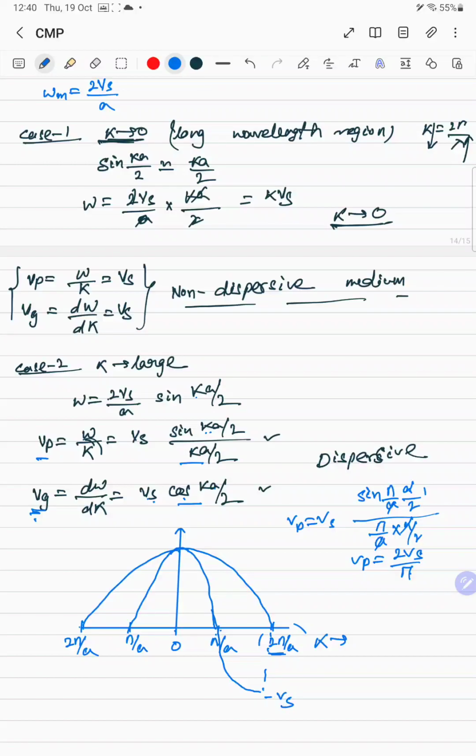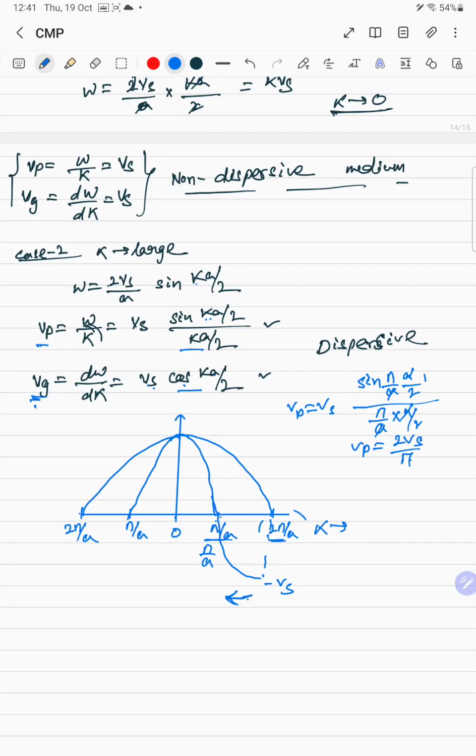Now if I talk about group velocity and phase velocity, after this pi by a, velocity is becoming negative. That means this wave will reflect back, because group velocity is never negative in a propagating wave, so if it is negative it means the wave will reflect back. Alright.